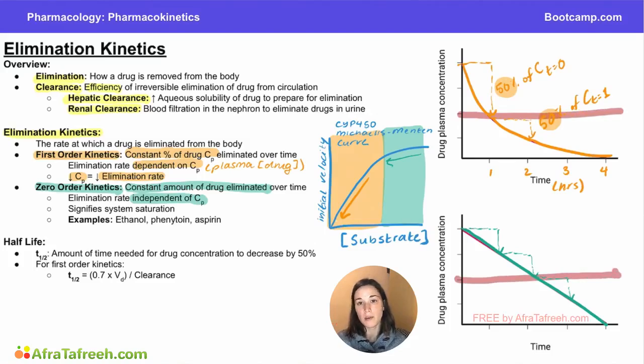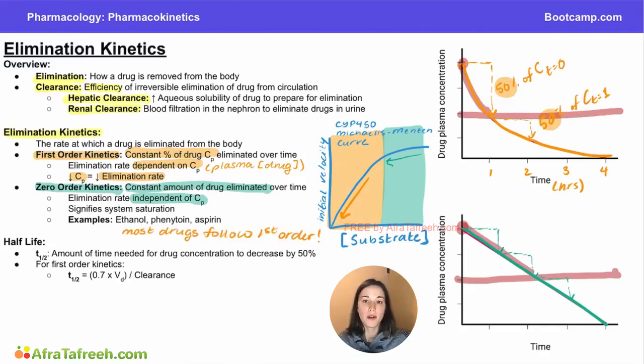Under first-order elimination kinetics, if you accidentally take double that dose, you're only going to be exposed to that plasma drug concentration for 1 hour. Under zero-order kinetics, if you take double the dose, you're going to be exposed to that level of drug concentration for 2 hours. The vast majority of drugs are taken at doses that follow first-order kinetics.